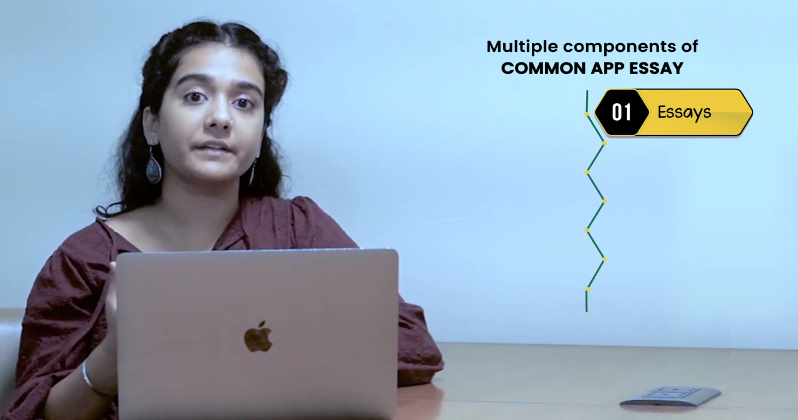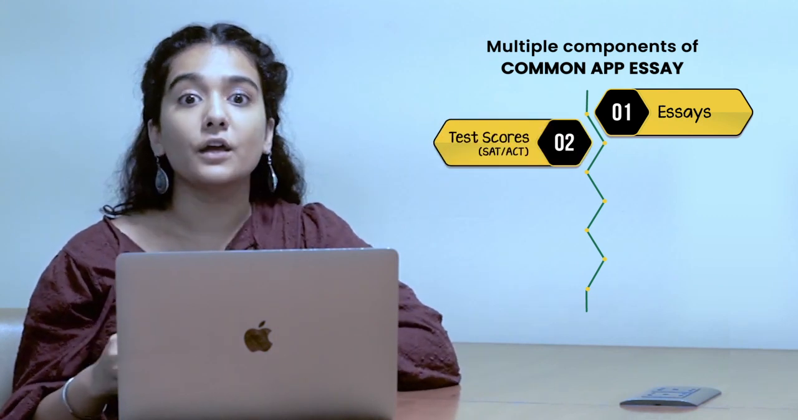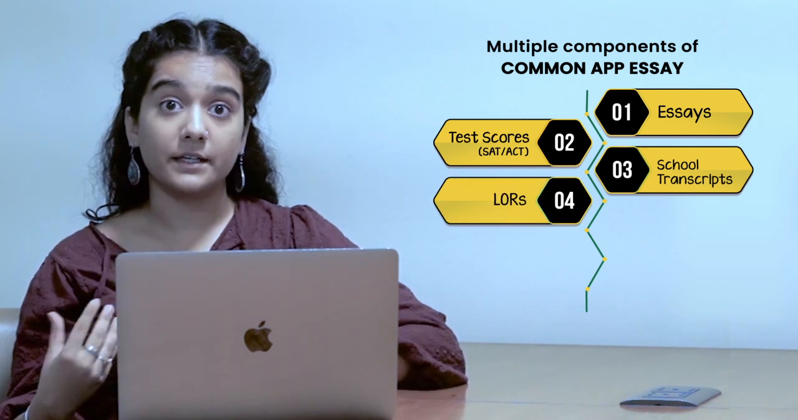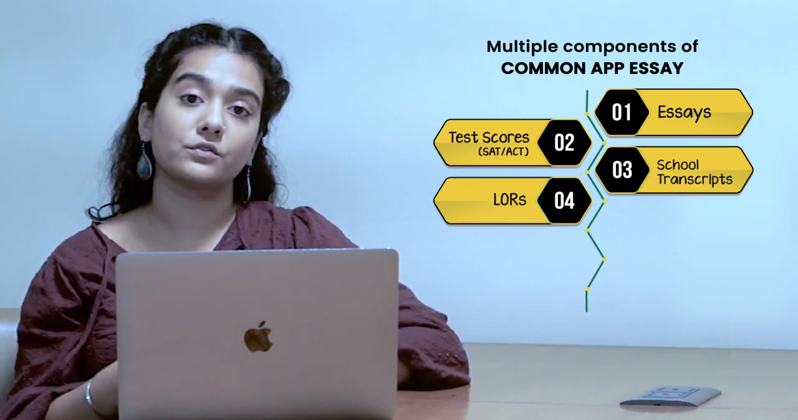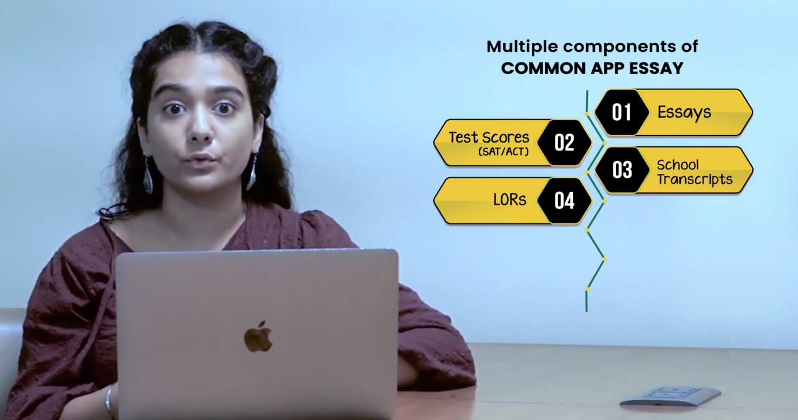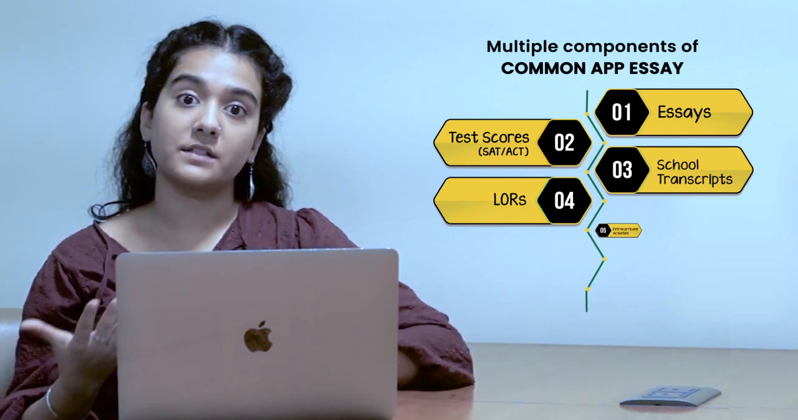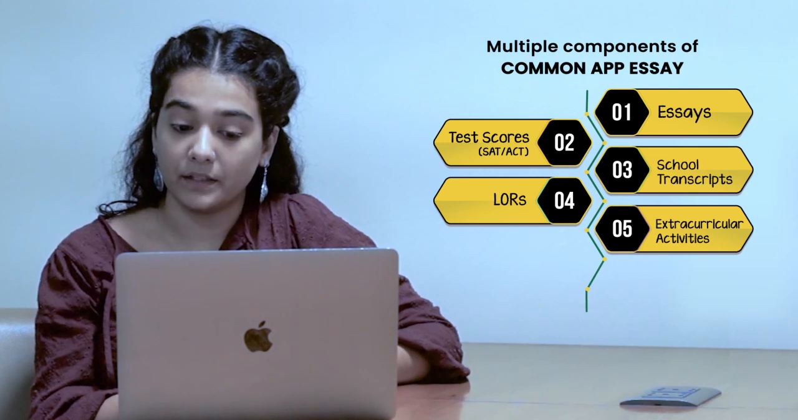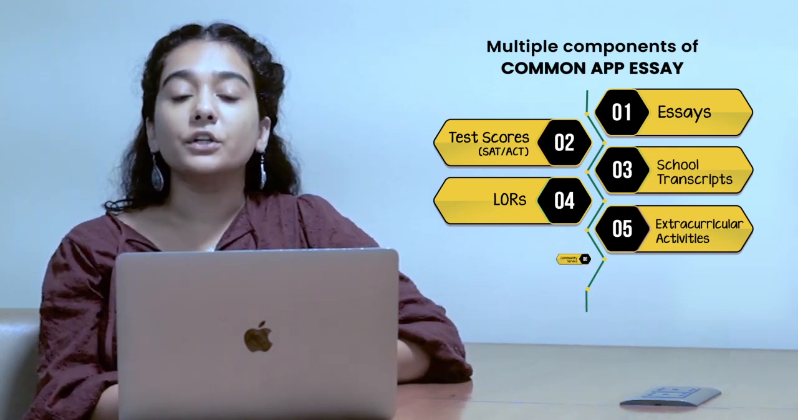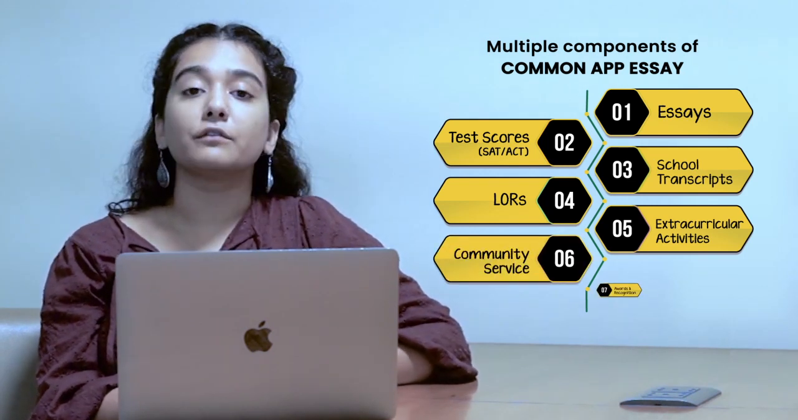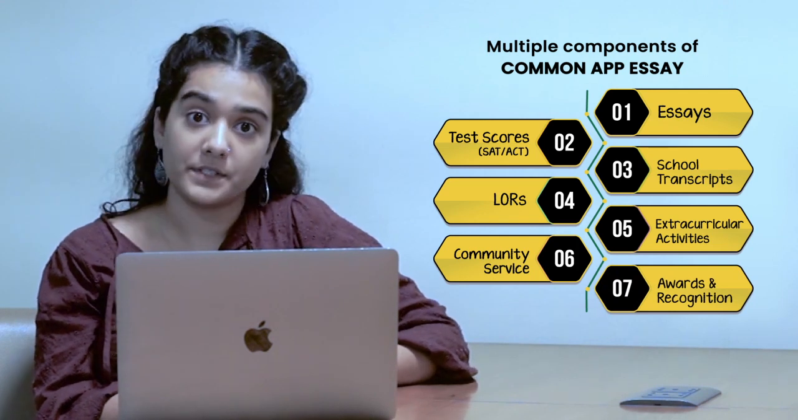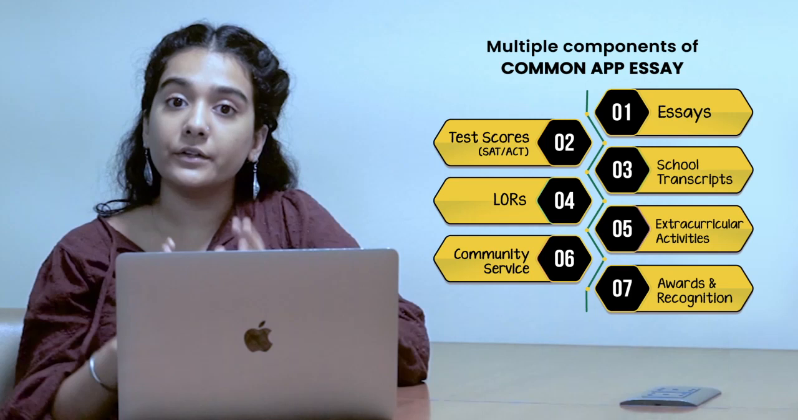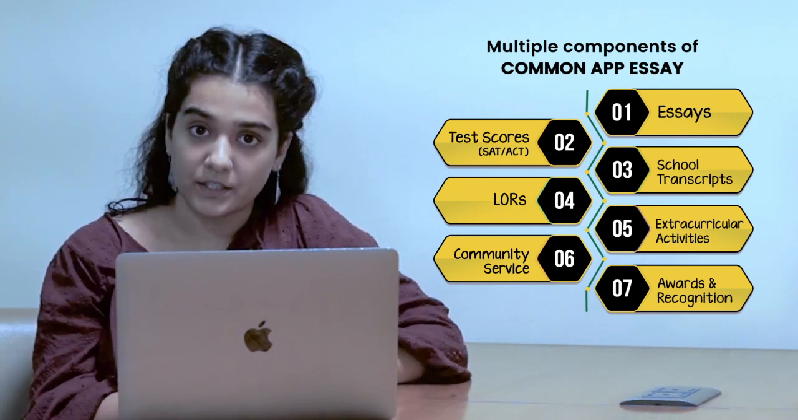But other than that, you have test scores, ACT, SAT, you have your school transcripts, you have your LORs, letters of recommendation, that is written by your school counselor and by teachers who know you well. Then, of course, there is your resume, which is made up of various extracurricular activities that you have done. And then, any community service that you may have done, any kind of awards of recognition that you have received. And all of these different components combined together form your entire application.